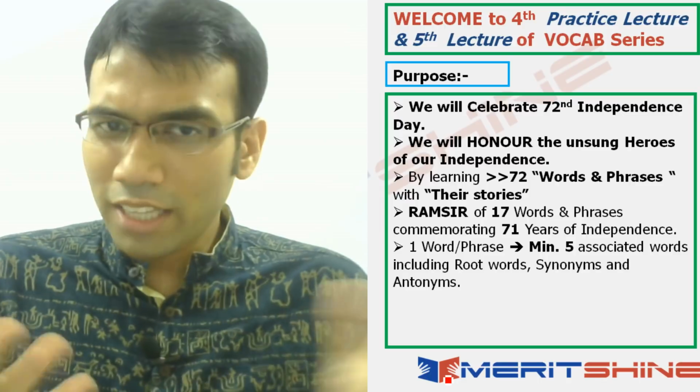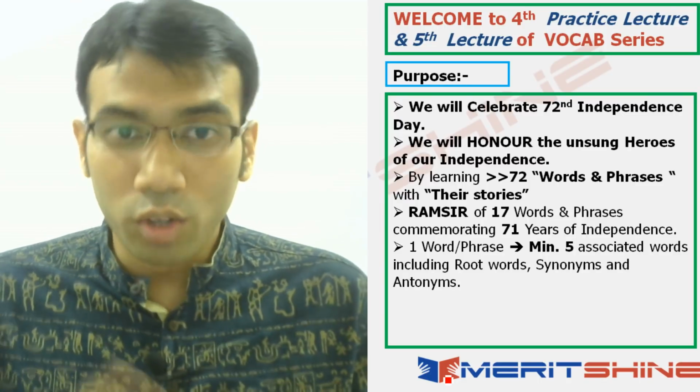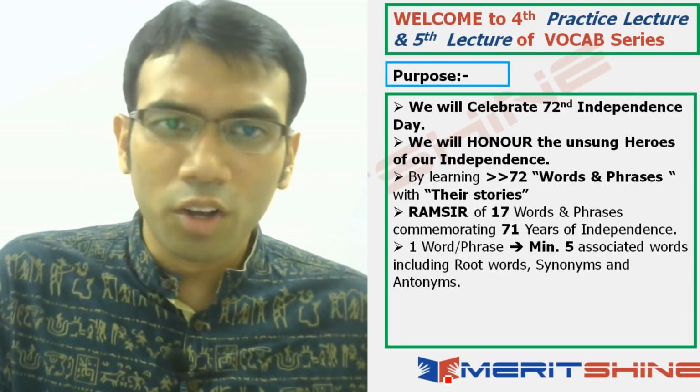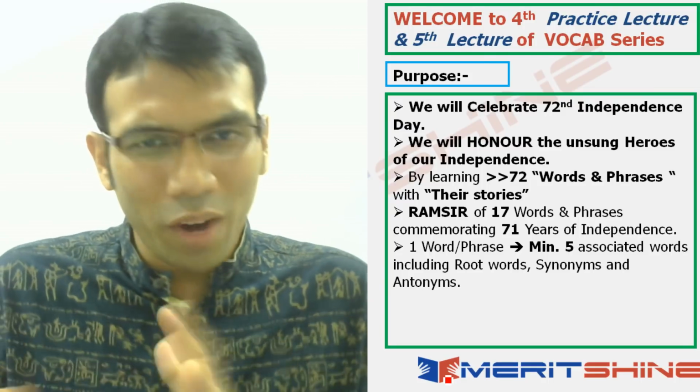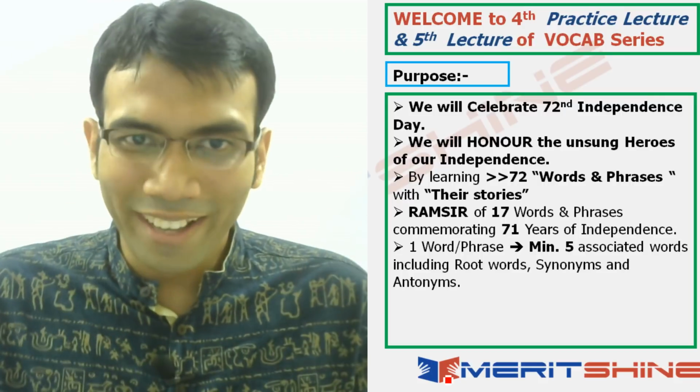One word or phrase, as you know, gives you a minimum of 5 to 6 associated words, including root words, synonyms and antonyms. So very easily we will go beyond that 72 mark that we have set for ourselves. What I'm expecting is we'll get around 80 to 85 words today, right?